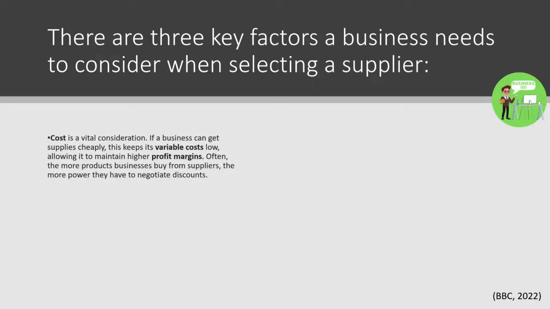Cost. Cost is a vital consideration. If a business can get supplies cheaply, this keeps its variable costs low, allowing it to maintain higher profit margins. Often, the more products businesses buy from suppliers, the more power they have to negotiate discounts. So again, this is going into economies of scale.